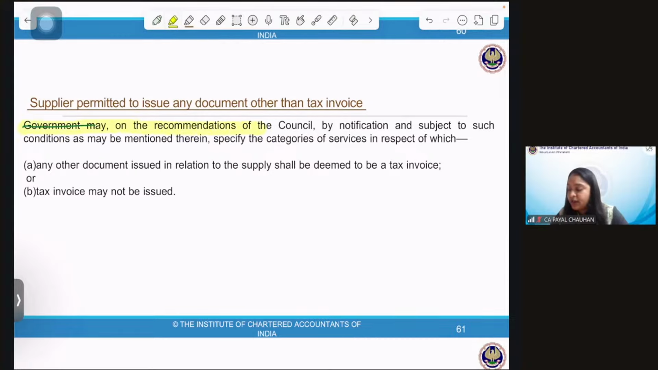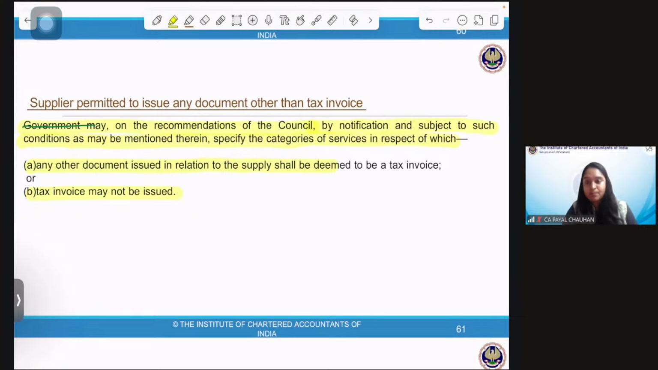Government may, on the recommendation of the council, by notification and subject to such conditions as may be mentioned therein, specify the category of service in respect of which any other document issued in relation to supply shall be deemed to be a tax invoice, or a tax invoice may not be issued. See, it's talking about two aspects. Either issue any other form of a document which will be considered as an invoice.